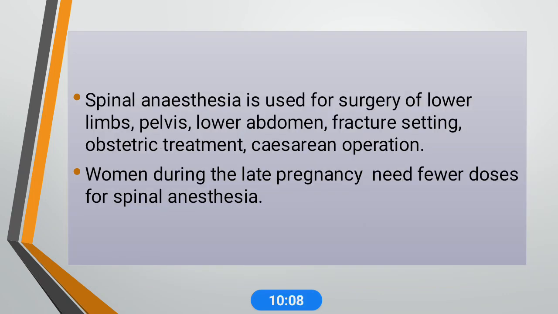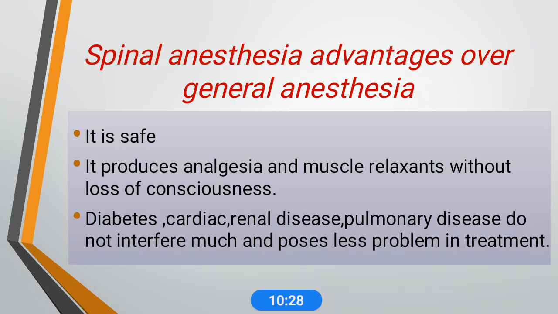Spinal anesthesia is also useful for women in late pregnancy, who need fewer doses of spinal anesthesia. It is used for surgeries of lower limbs, pelvis, lower abdominal fractures, and cesarean operations. Mostly lidocaine and tetracaine can be used as spinal anesthesia. Compared to general anesthesia, spinal anesthesia is safe; it produces analgesia and muscle relaxation without loss of consciousness. Diabetes, cardiac, renal and pulmonary disease do not interfere much and pose fewer problems in treatment.